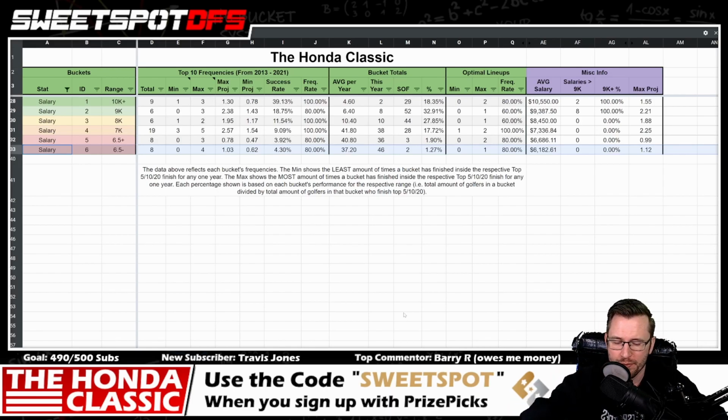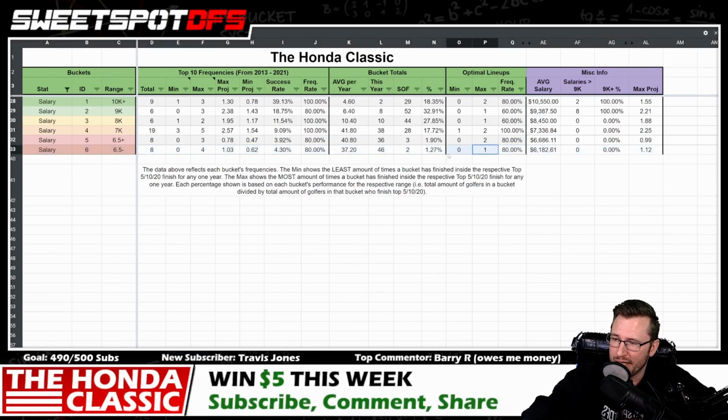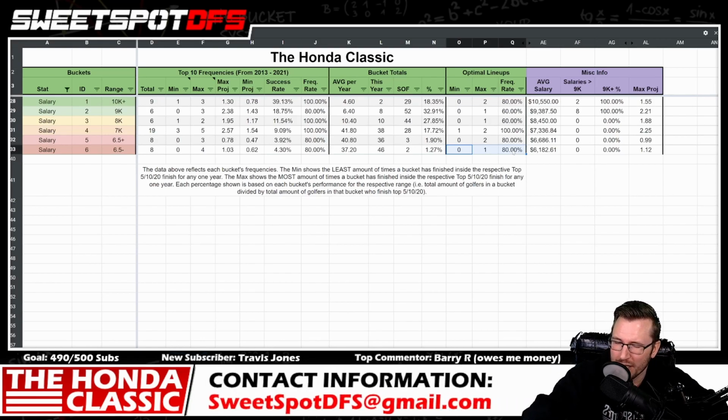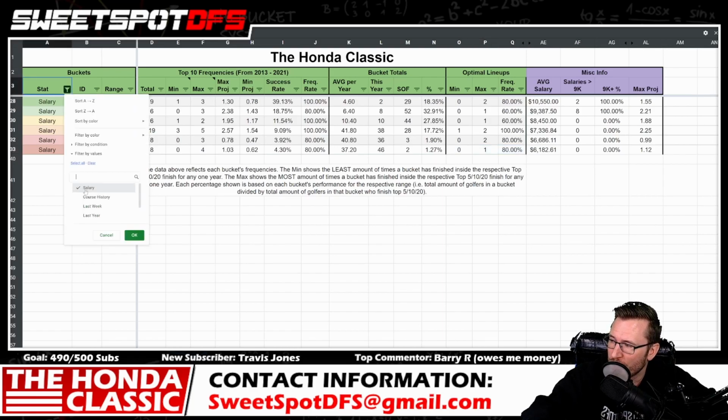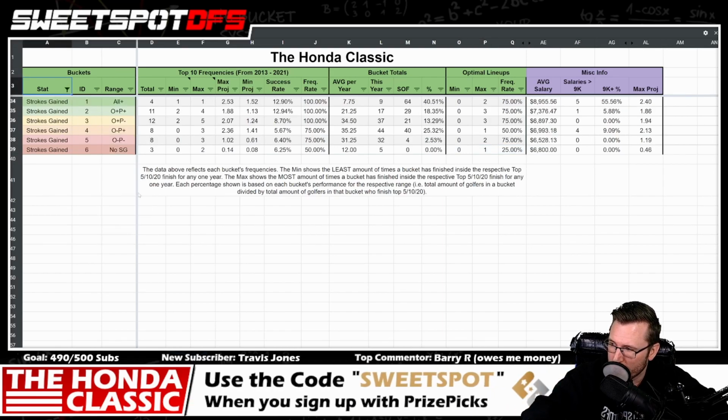Very infrequently do 2 golfers in the low 6K be in the optimal lineup. And obviously it shows right here that it's only been a max of 1. High frequency rate of being in the optimal lineup, by the way. So don't be afraid to play a low 6K golfer this week. Yeah, I mean, for salaries, it's just wild. There's only 2 10K golfers. That's going to make lineup building have so many different possibilities, but still, I wouldn't shy away from a 10K golfer. So, my opinion. Let's move on to the last bucket, which are strokes gained buckets.